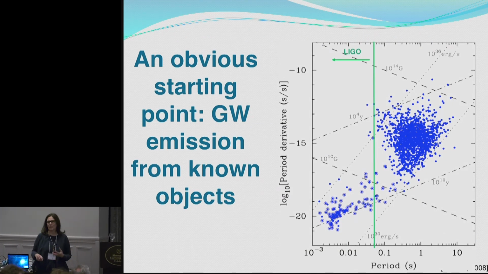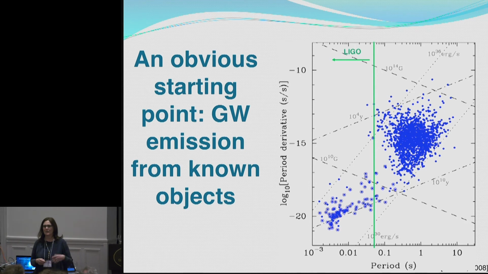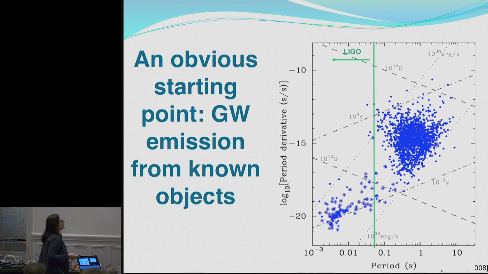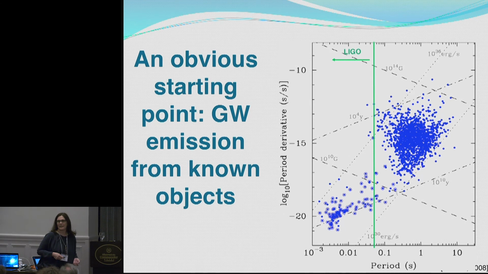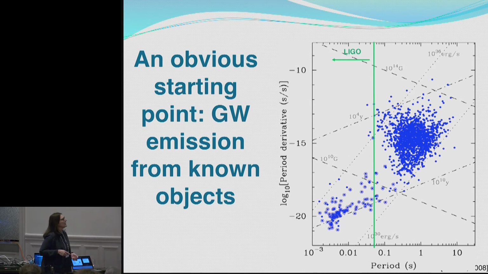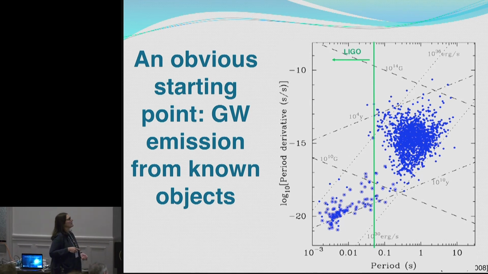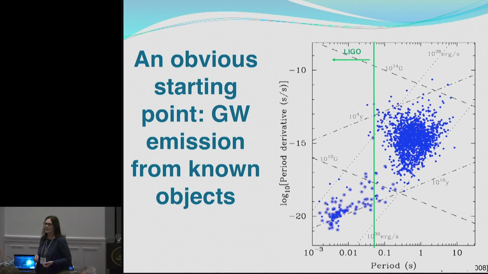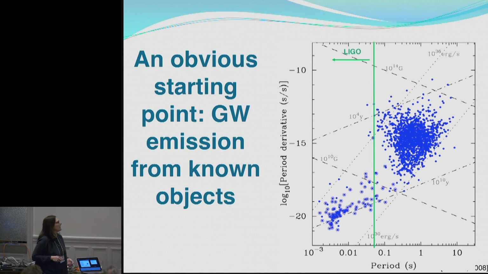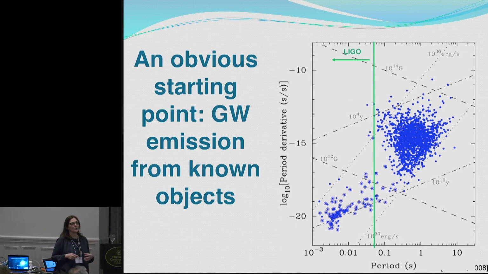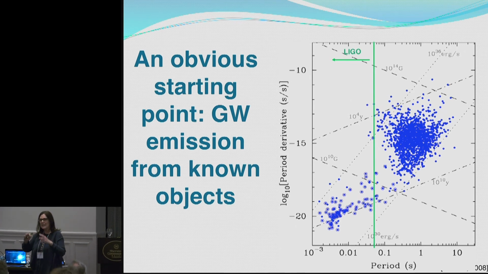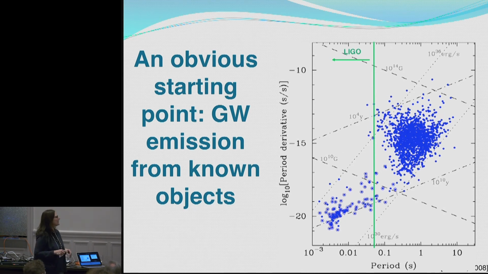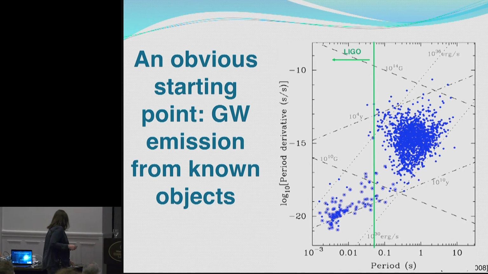Now, if we wanted to look for emission from these objects, there's an obvious place to start from, which are the known pulsars. And here you've already seen this diagram. It plots the period and period derivative for the population of known objects, more than 2,000 of them. And of these, a certain fraction have rotation frequencies that would put them at twice the rotation frequency in the high sensitivity band of LIGO. And there are ones here, the ones to the left of this green vertical bar.